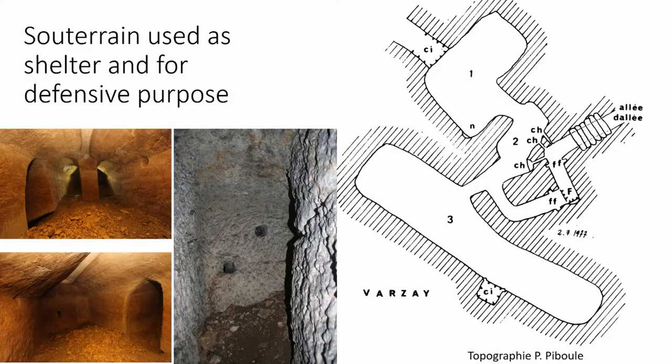So here you have one example of a souterrain which has a defensive purpose. It's very clear because you have loopholes here, in order to shoot the people who would like to get in, with a closing system here, a ditch here, in order to avoid people going this way, and another door. And next you have a bigger room, where you have the living space, and this is under a mound.